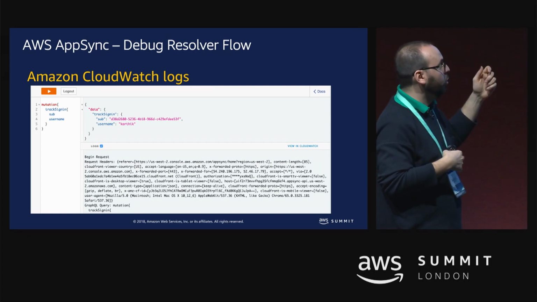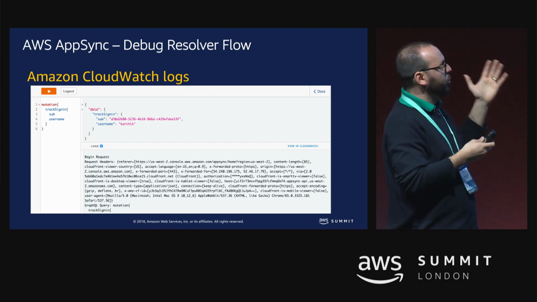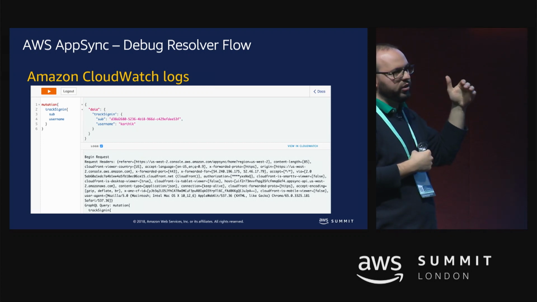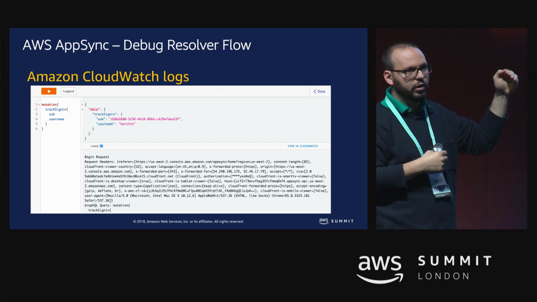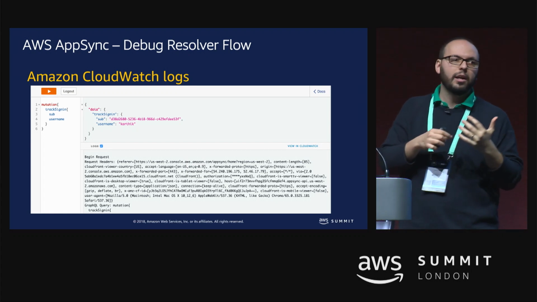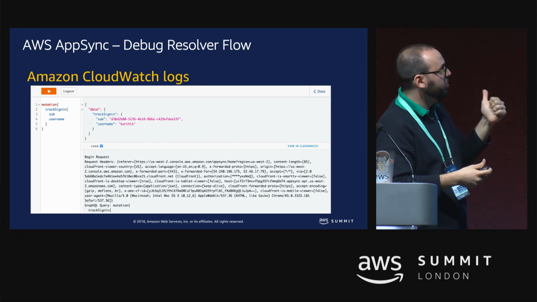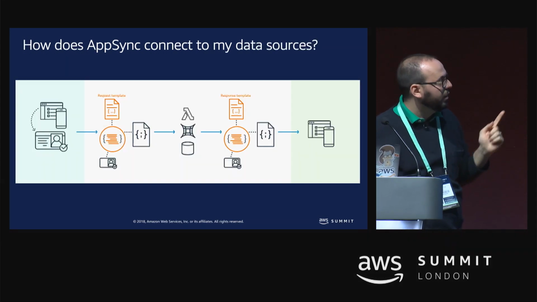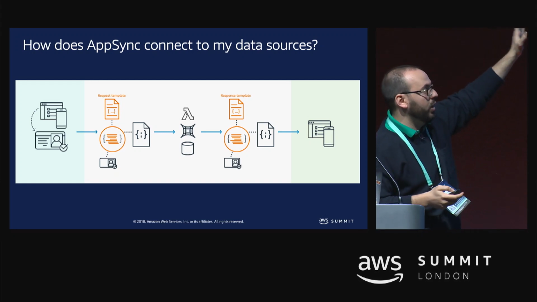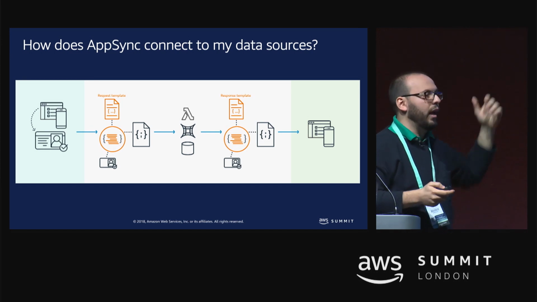AppSync has something called logs. You probably have heard of it. Logs will stream to CloudWatch Logs, and it will tell you exactly what operations you went through for each data source and how long it took for those operations in particular. So you can see from the normal resolver flow, that image that I showed you previously, this is how the logs are going to be structured. Exactly how the request came in, before it made the API call, how we returned, and everything else.